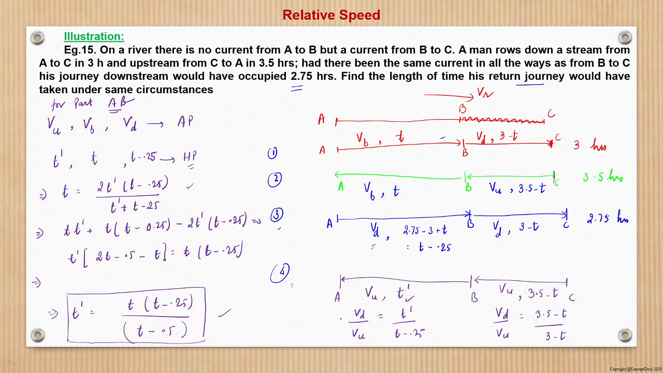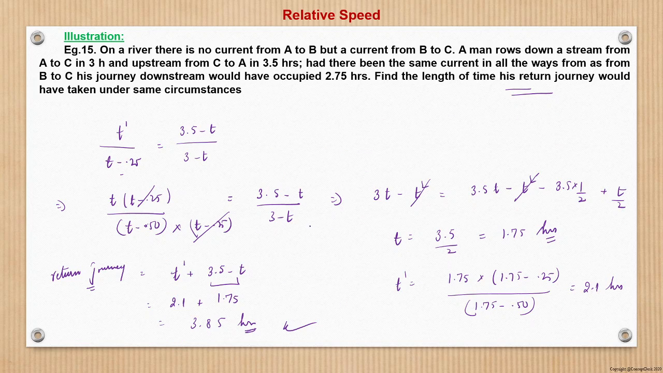Now the second relation. When I compare 3 and 4, the AB part and AB part, both the distances are same. So the ratio of speeds will be the inverse ratio of times. So VD by VU will be T dash upon T minus 0.25. Similarly for the BC part, VD by VU will be 3.5 minus T upon 3 minus T. Since these two ratios are same, we will equate these two, and from here we will solve the value of T.